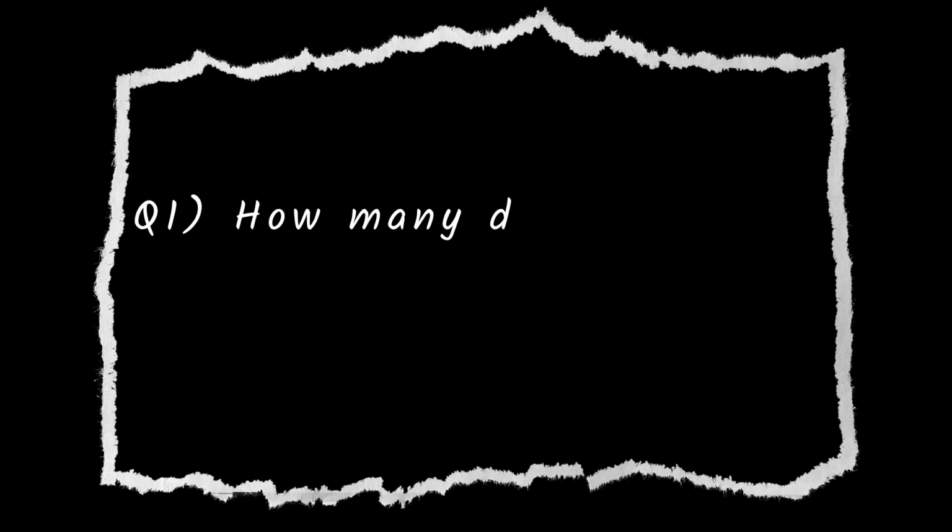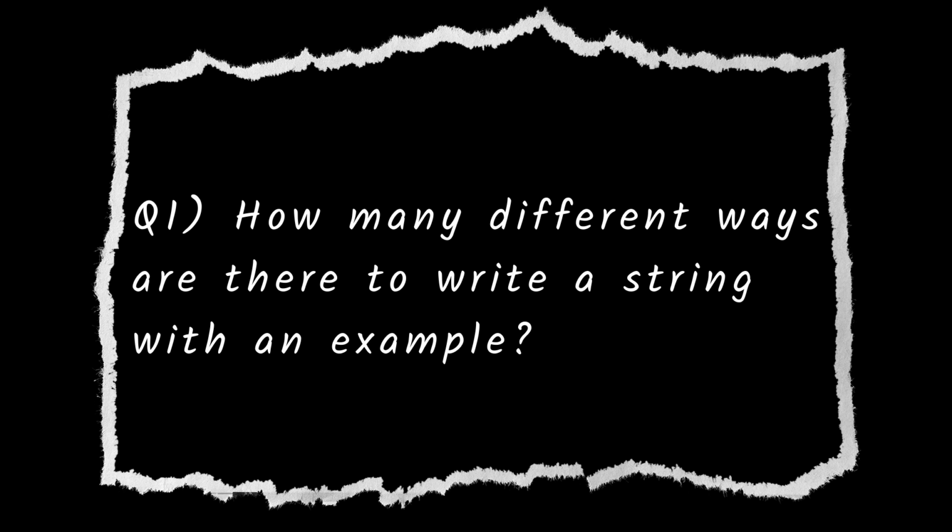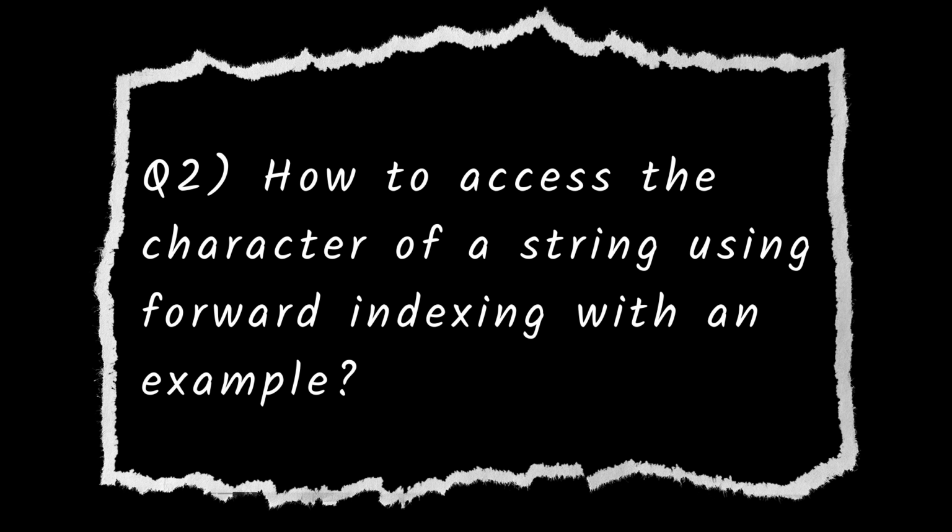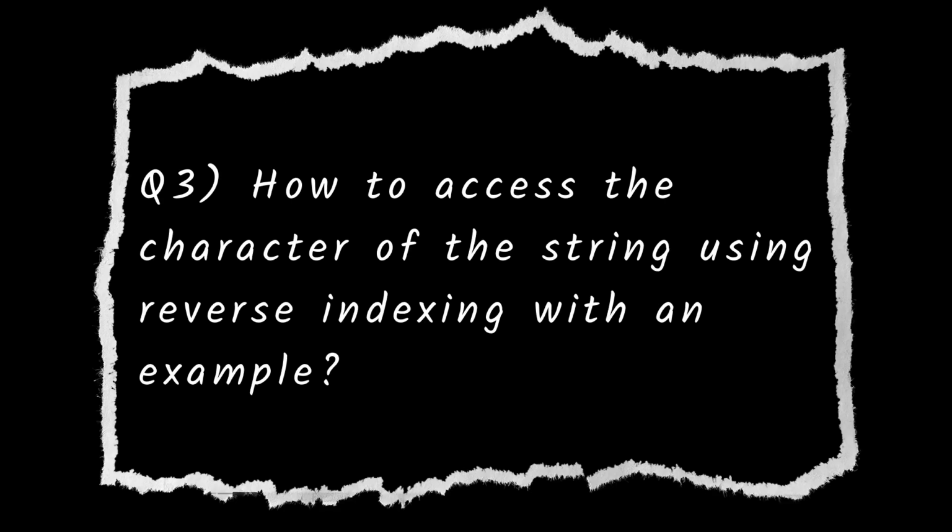The first question is, how many different ways are there to write a string with an example? The next question is, how to access the character of a string using forward indexing with an example? The next question is, how to access the character of a string using reverse indexing with an example?